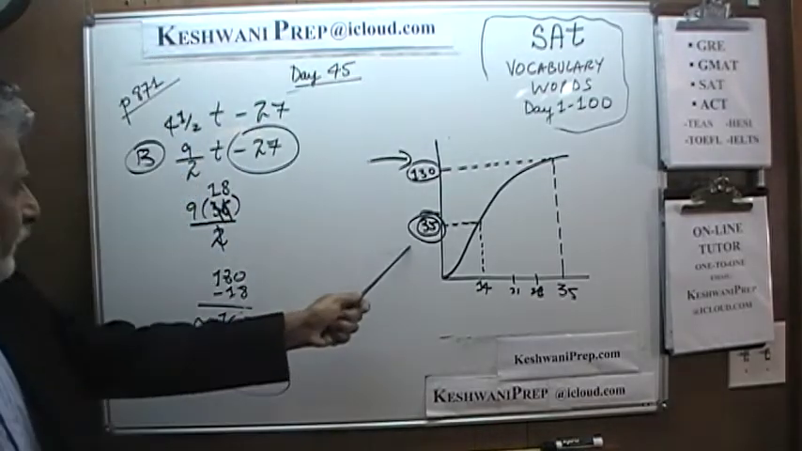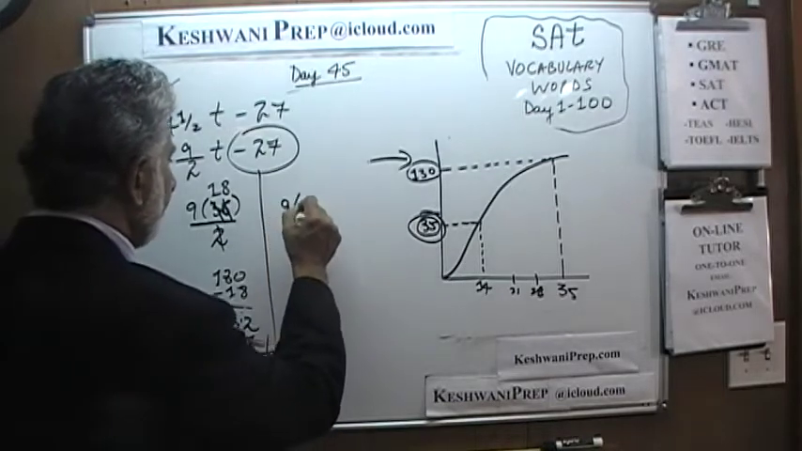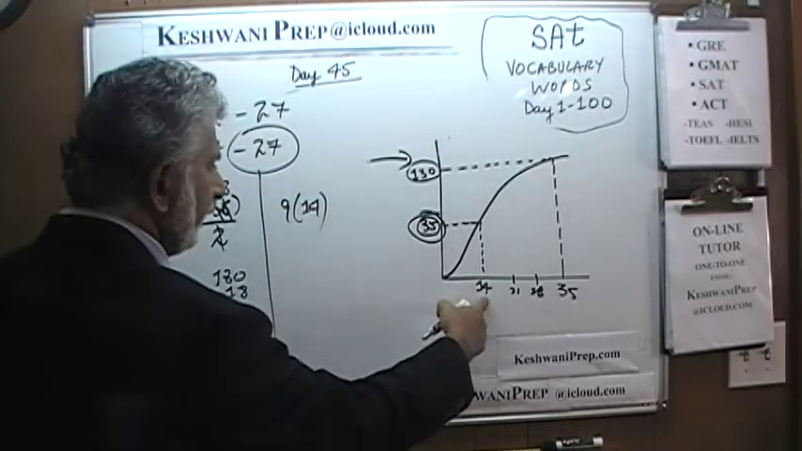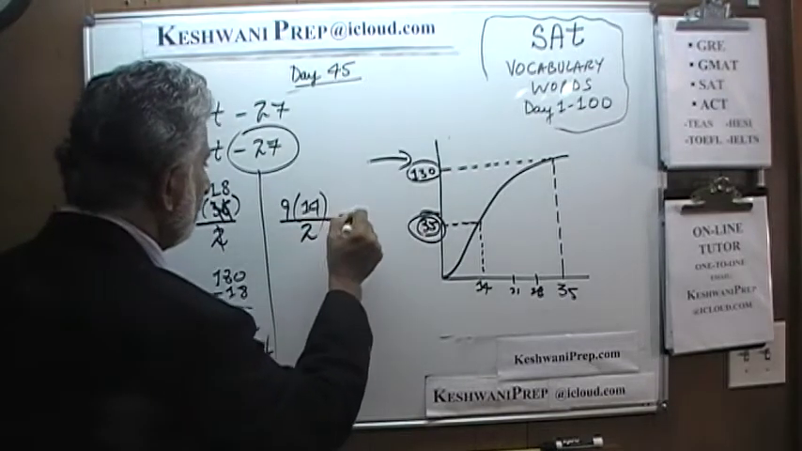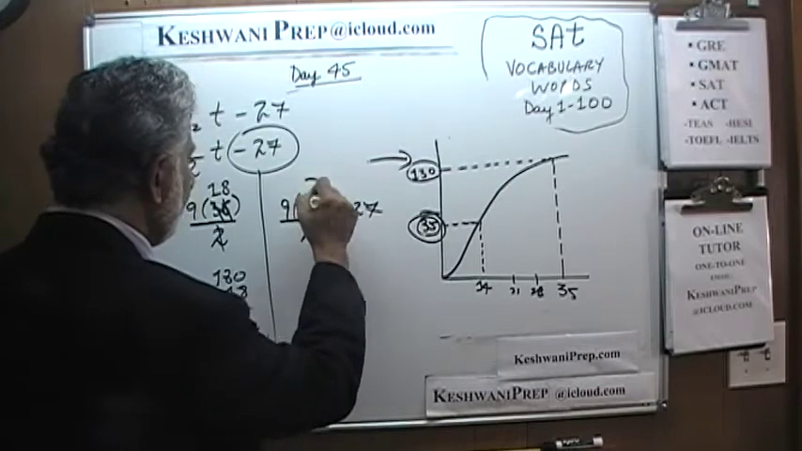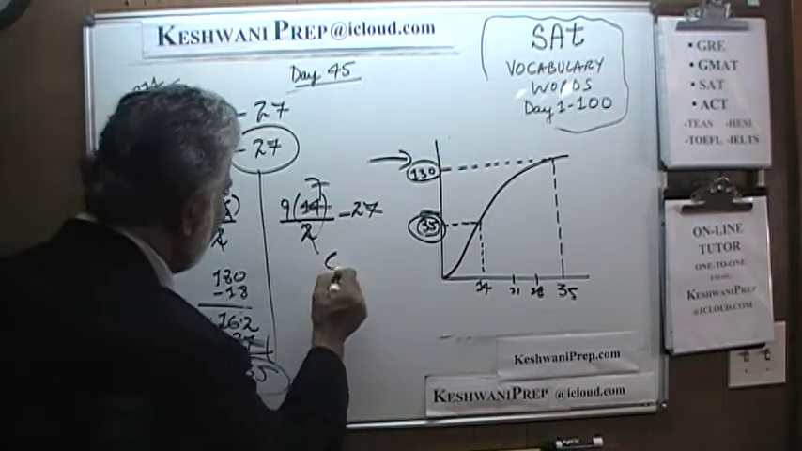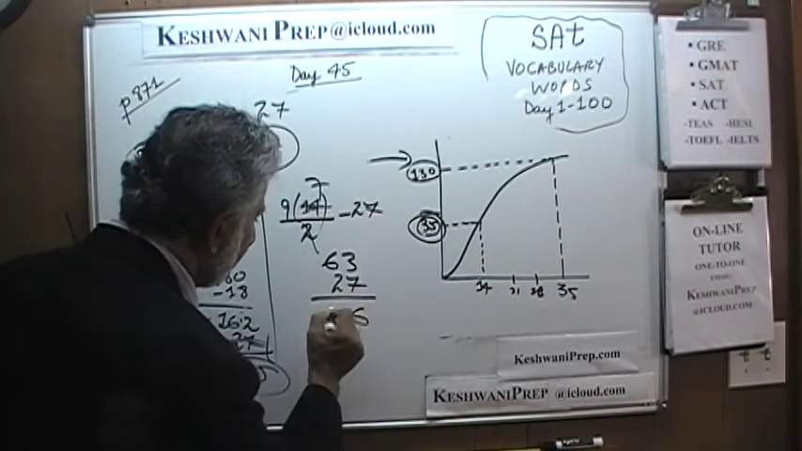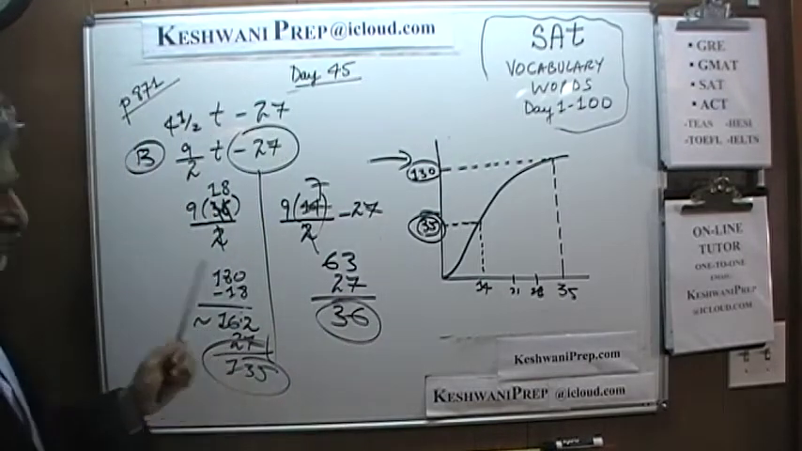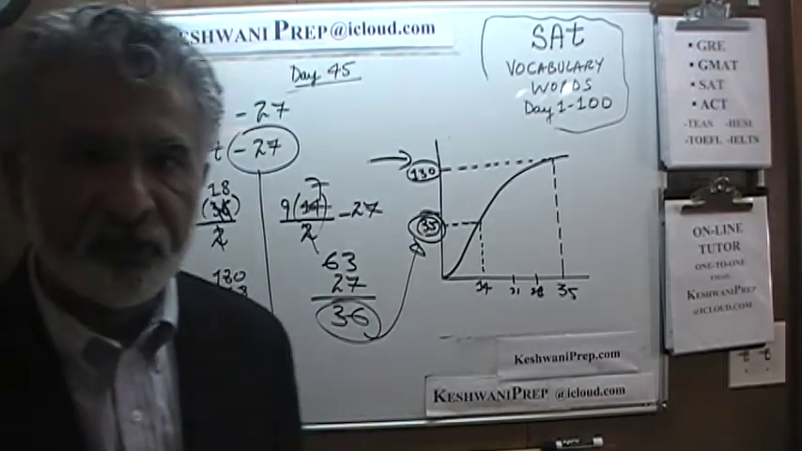And this time we'll put down 14. 9 times 14, this part right here, and we should get 35 after we finish the work. Over 2 minus 27. This is very easy. 7. 9 times 7 is 63. 63 minus 27, we get 36. There you go. We're supposed to get 35. It says 36. The answer is B.